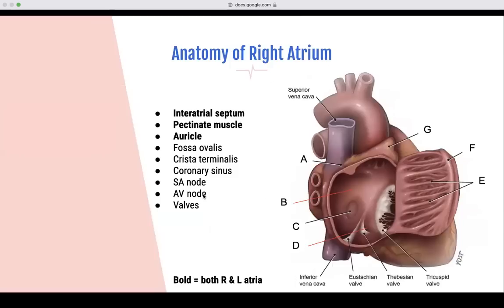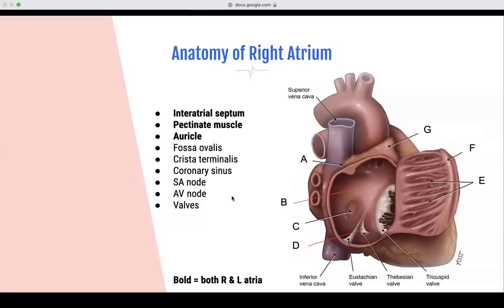Okay, so we need to find these things. I have these terms here, or characteristics or features, and you have to tell me which one is which, basically match the letter to the name, okay? So the bold ones, by the way, are present in both the right and left atrium. So let's start with the interatrial septum. Which letter represents the interatrial septum?